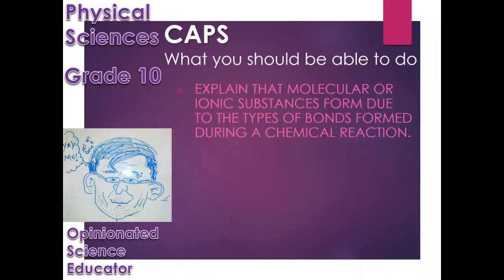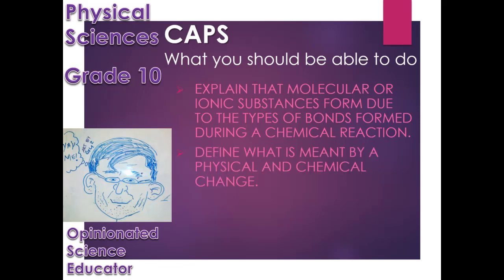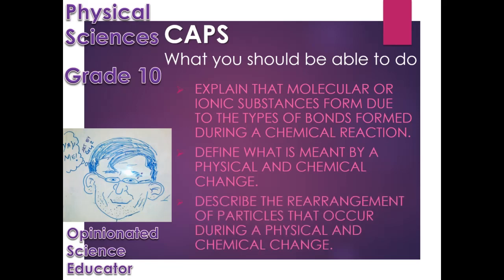From CAPS, you need to make sure that you can explain that molecular and ionic substances form due to the types of bonds formed during the chemical reaction, define what is meant by physical and chemical change, and describe the rearrangement of particles that occur during a physical and chemical change.